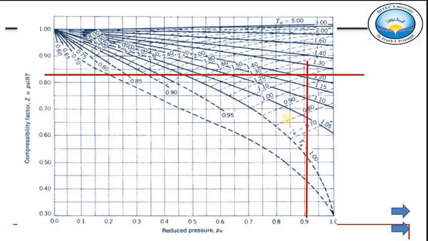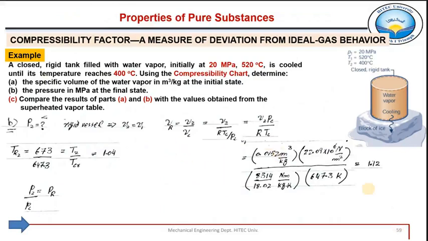Second is VR line. VR lines are these ones. These dotted lines are VR lines, and their values are written here. This is 0.7, 0.8 VR line, 0.9, and so on. All these are VR lines, reduced volume lines. So what is VR value? VR was 1.12. So we need to find out the intersection of TR of 1.04 and VR of 1.12.